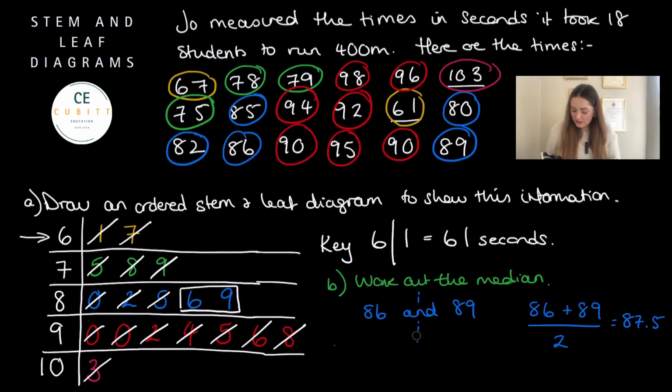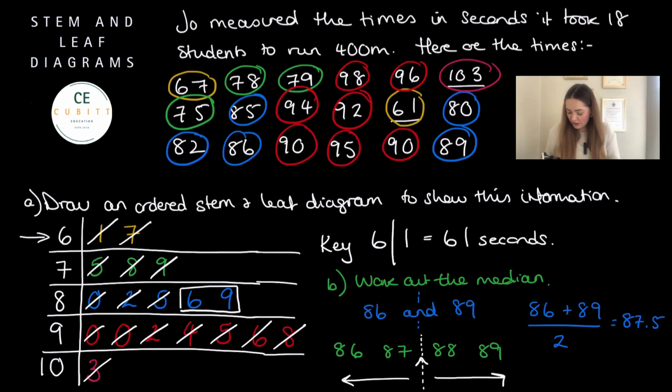Or, what I think is a bit of an easier way, which I'll do here in green, is write down 86, 87, 88, and 89. And then, as you can see, that is directly in the middle there. Okay, so you've got two numbers on this side and two numbers on this side. So what is directly in the middle of 87 and 88? It's 87.5.